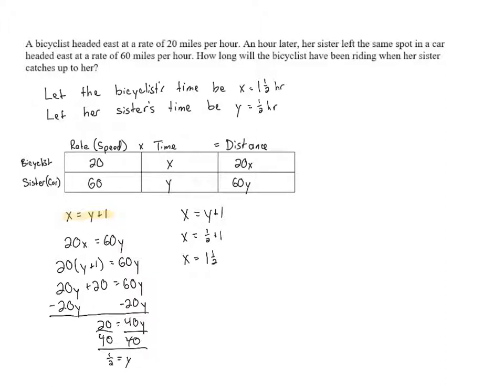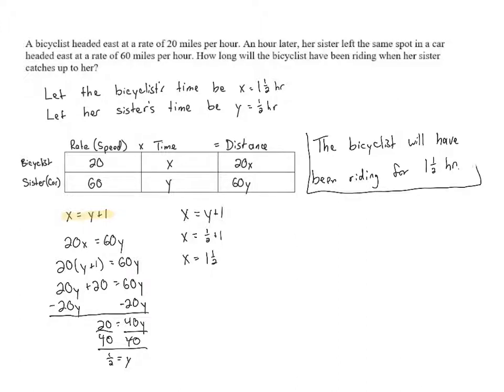hours. And they asked, how long will the bicyclist have been riding when her sister catches up with her? We can say the bicyclist will have been riding for 1.5 hours. And that's our final answer.